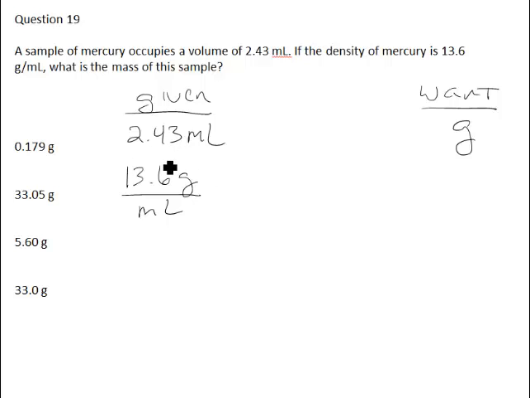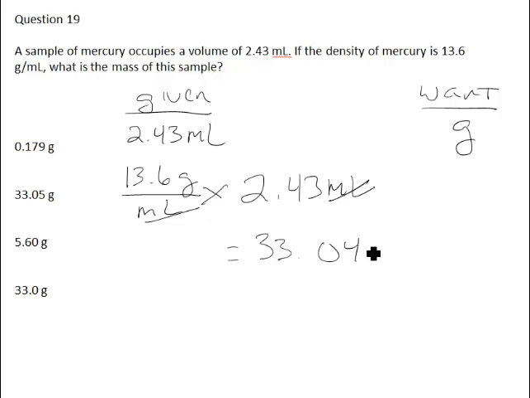So I have to use these two pieces of information to eliminate milliliters and leave me with grams. So I start with this one. I want to keep grams, as my answer, so I need to eliminate milliliters. If I simply multiply by 2.43 milliliters, I can cancel those milliliters, and that leaves me with grams. And if I do that, what comes out of my calculator is 33.048, and the units I'm left with are grams.